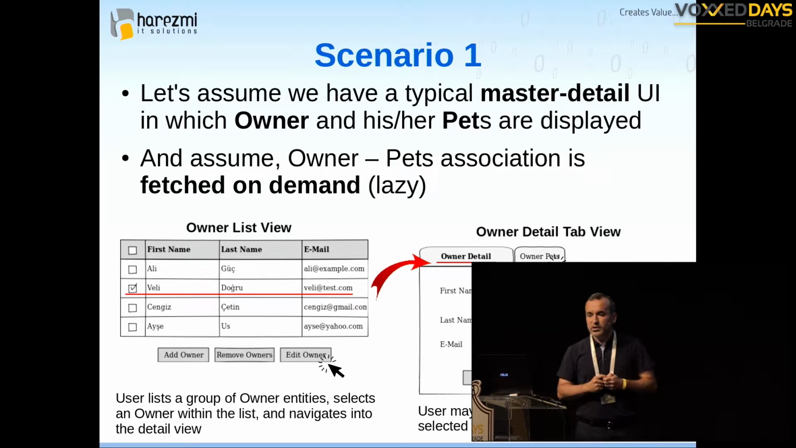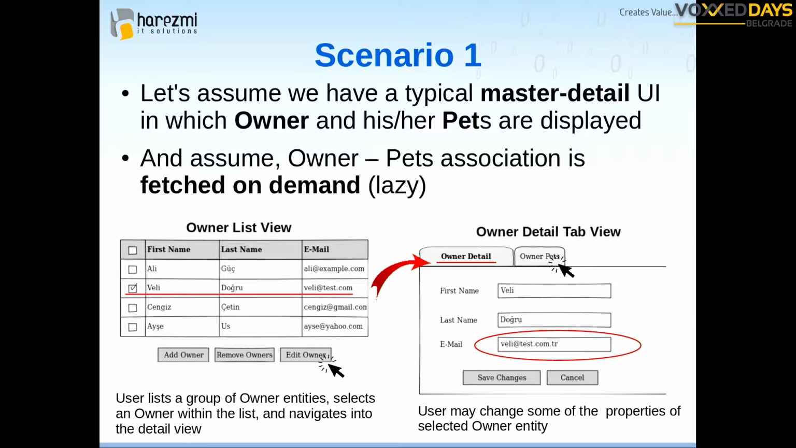Let's start with our scenario one. Here, I actually borrowed a small portion of the domain model from the infamous pet clinic project. We have owner and his pets, and the association between owner and pets is lazily defined. First, in the owner list view, several owners are listed, and one of them is selected, and the edit owner button is clicked by the user, and the owner detail view is shown.